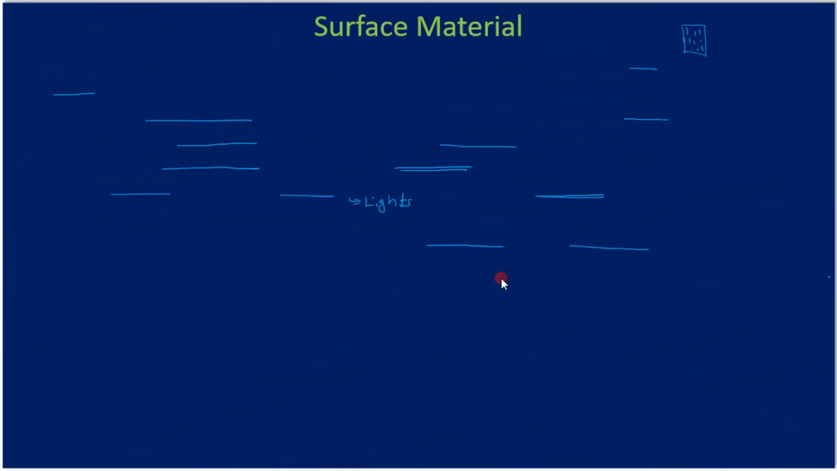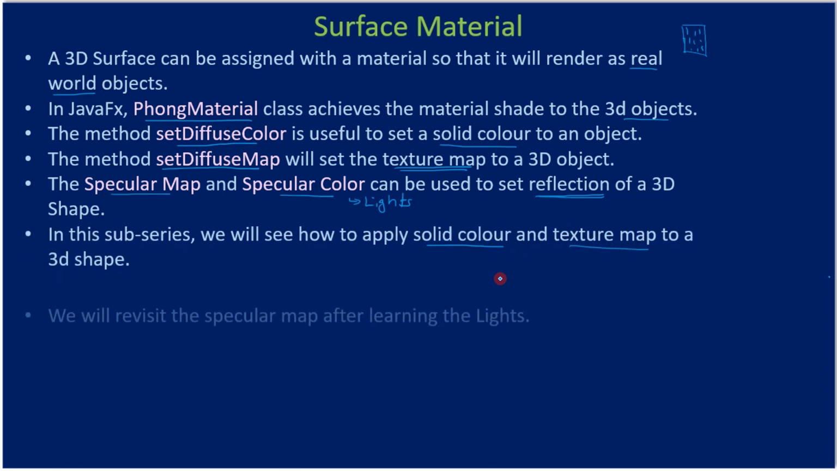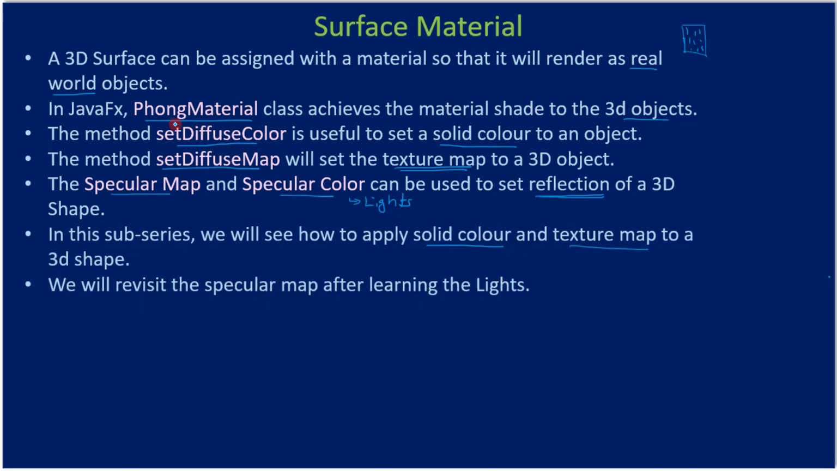In the last video, we learned about the surface material, and we learned about important methods available through PhongMaterial. These are all the setter methods, and the properties are diffuse color, diffuse map, specular map, and specular color. Using these properties, you can create a material, then apply that to a 3D object. So the process goes like this: first creating the material, then creating the 3D shape, after that applying that material to the 3D shape.